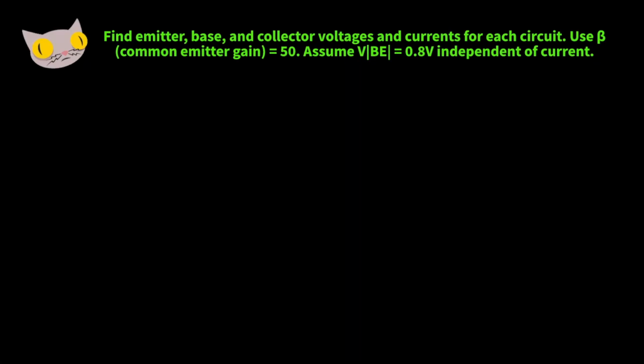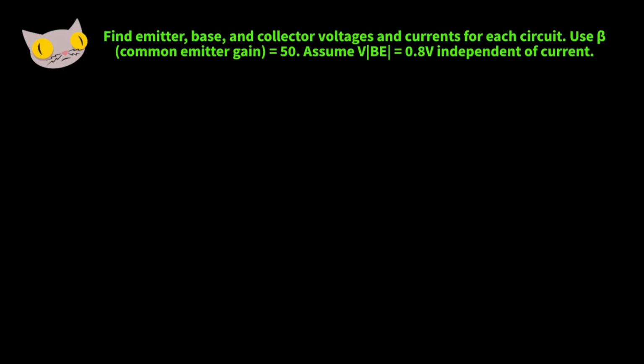In this video, we're going to look at some transistor circuits. For each one, we're going to want to find the voltage and the current of the emitter, the base, and the collector pins. We're going to be using a common emitter gain, or beta, of 50 for each one, and we're going to assume that the absolute value of the base and emitter voltage is 0.8 volts, and that's going to be independent of the current.